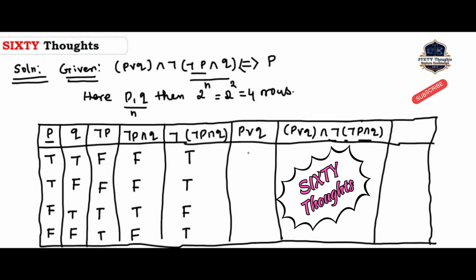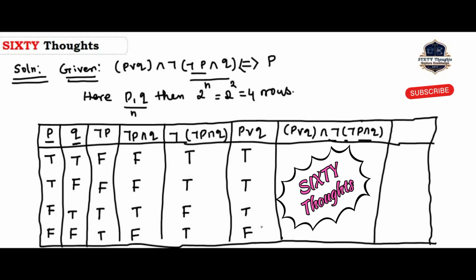Next I am going to find P or Q. How to find P or Q? Take the P statement and Q statement with the help of the disjunction operator. What is the disjunction condition? If at least one statement is true, then it is true. Otherwise it is false. Both statements are true, so we get true. In the second, one statement is true, so true. Here also true. The last one is false, so we get false.